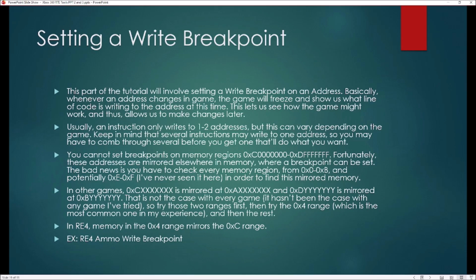In other games, I've also never seen this, but I've read it occurring online. Sometimes the C memory range is mirrored directly at the A range, and sometimes the D memory range is mirrored directly at the B memory range, allowing you to set breakpoints on those. Honestly, not the case of every game. It hasn't been the case of any single thing I've tried. So try to see if those two are available first, and if they're not, then go for the 0x4 range, and then you can try them in order from 0 to B and then E to F.